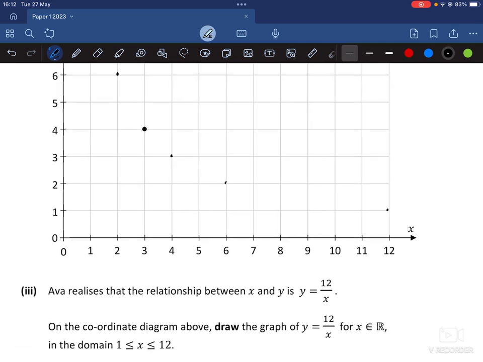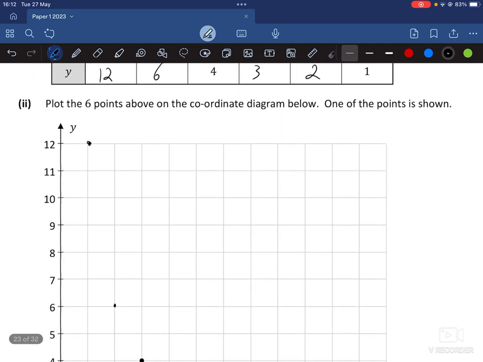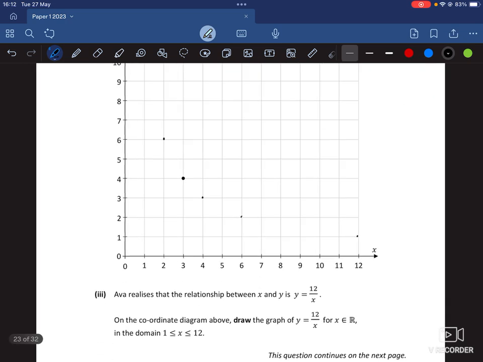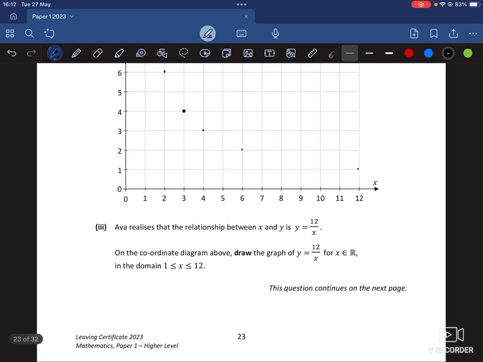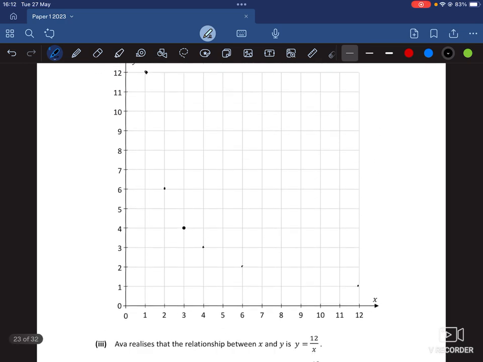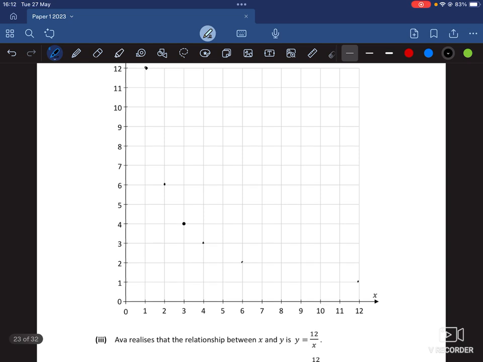So like this. And then we're just told to plot. We're not told to draw the graph. So, okay, never mind. We're told to draw the graph. Then the first part is just plot the points. The next one is draw. So just come along like this, and then we're just going to connect all these points here.